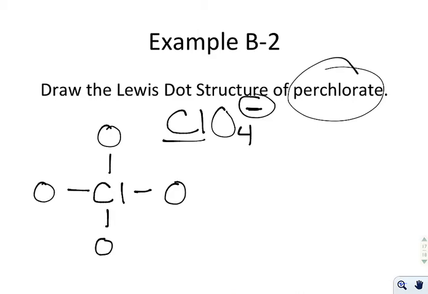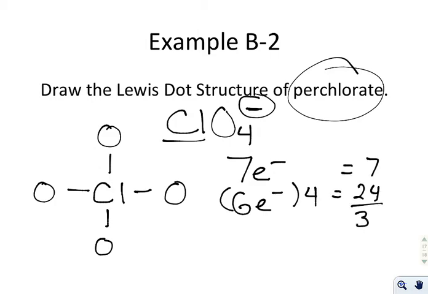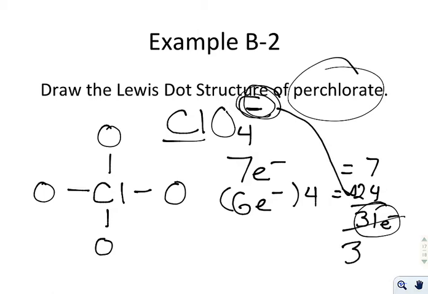Now, as far as the electrons that I have initially available to me, chlorine has 7 valence electrons because it's a halogen. It's in group 17. Oxygen has 6 electrons each because they're in group 16, and there are 4 of them. So as a result of that, you have 7 plus 24, or 31 available electrons. Now, this negative charge means that you actually have an extra electron. So you have 32 electrons that are actually available.